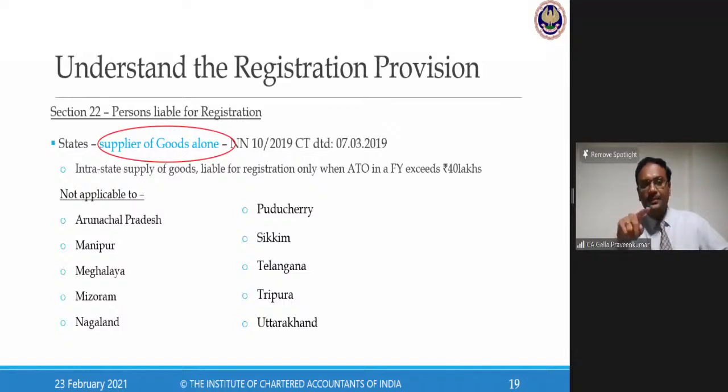Now, if you see this, 1, 2, 3, 4, 5, 6, 7, 8, 9, 10. Out of these 10, Telangana and Puducherry are not special category states. All the special category states, excluding Telangana and Puducherry, said, please don't bring us into that 40 lakhs limit. We are happy with the 10 lakhs or 20 lakhs you have given. Even though my supplier is a supplier of goods in these states, I don't want this confusion of 40 lakhs and 20 lakhs. This is what they have said.